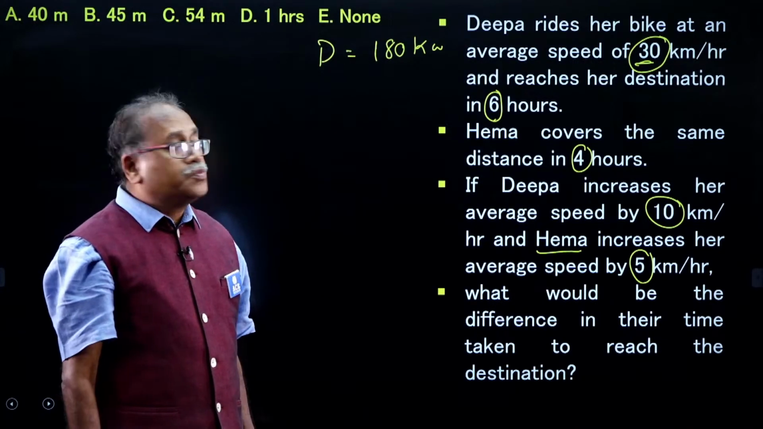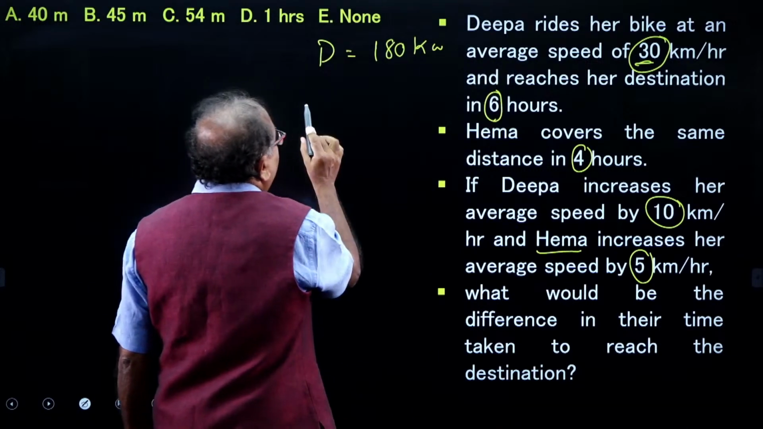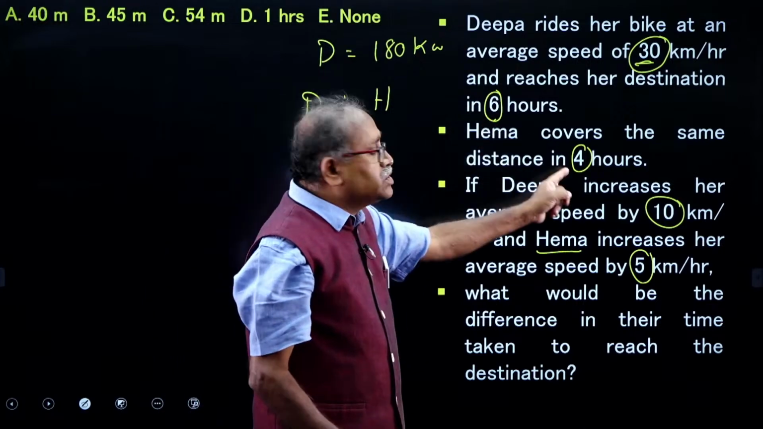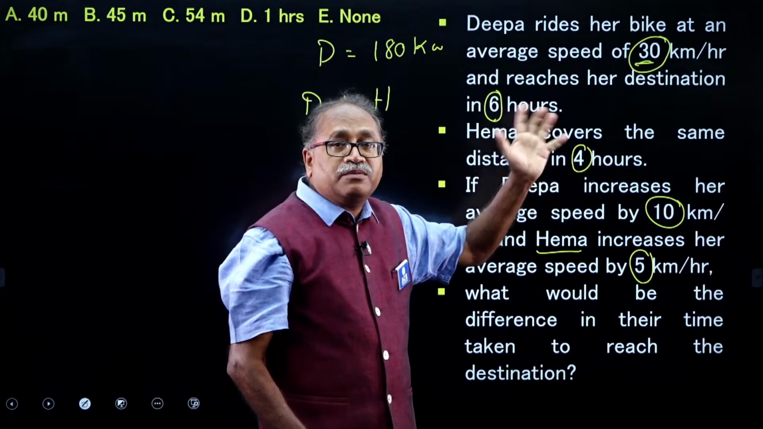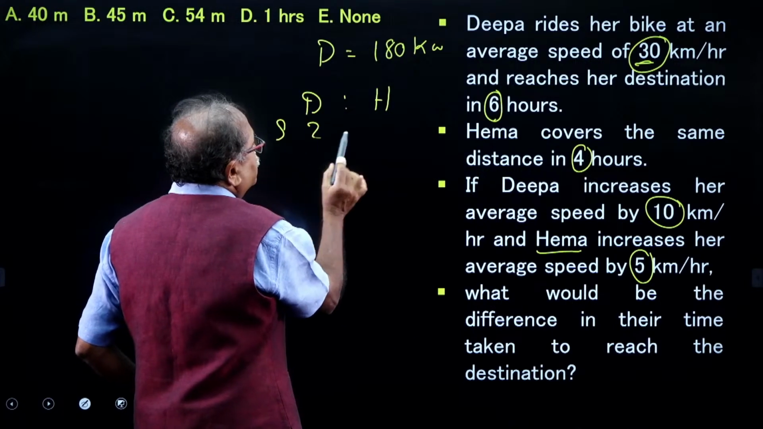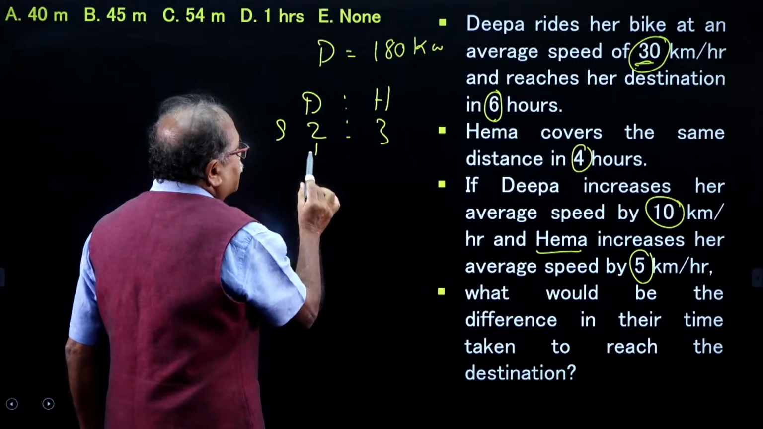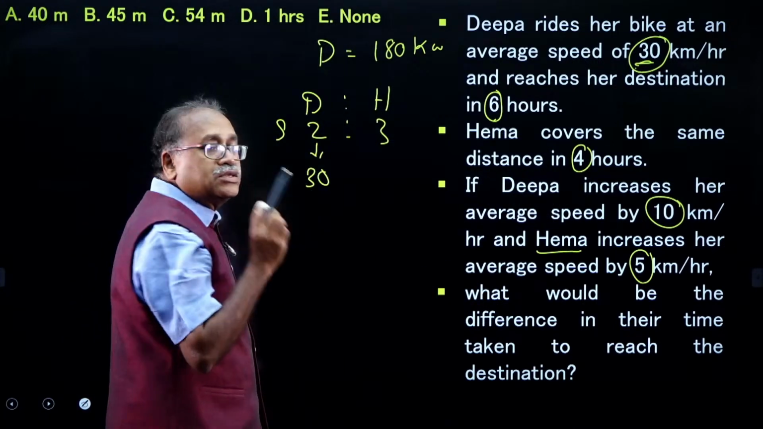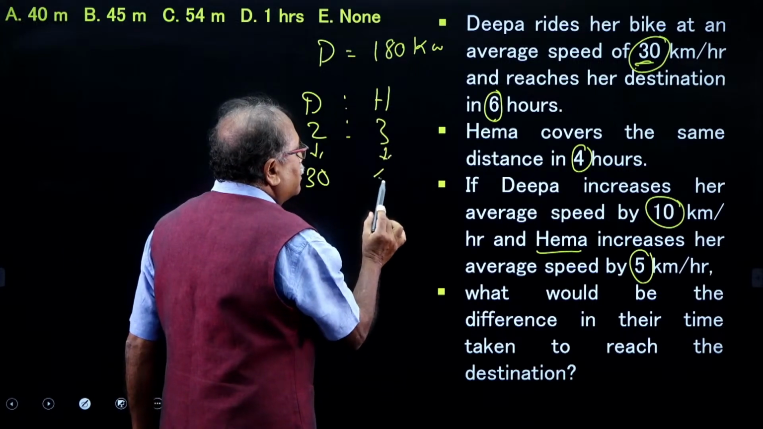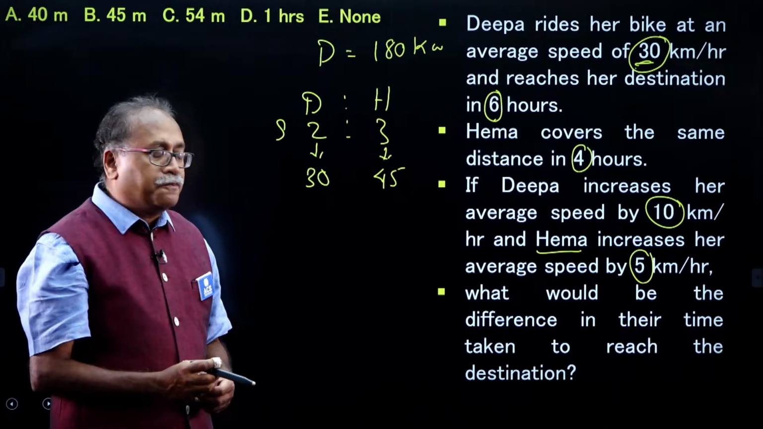Now, take the speed of Hema. How do I get the speed of Hema? Deepa is to Hema, what is the time ratio? 6:4, that is 3:2. What will be the speed ratio? Reverse, 2:3. So, the speed ratio is 2:3. What is the speed of Deepa? That is 30. If 2 parts is 30, 1 part is 15, then 3 parts will be 45. So, I got the speed of both Deepa as well as Hema.